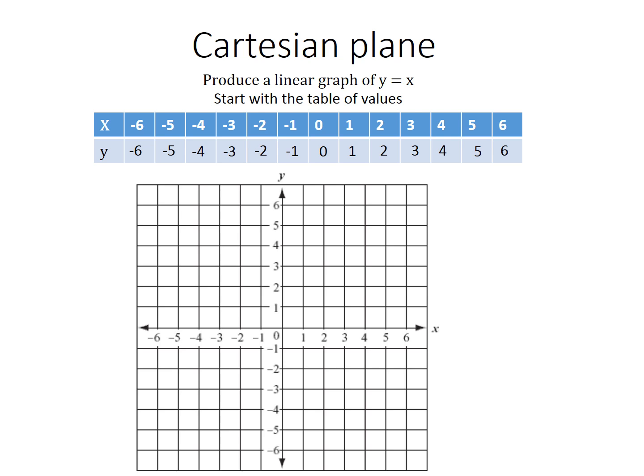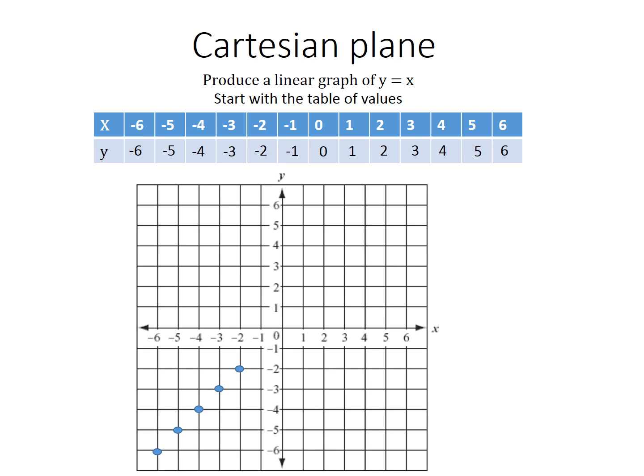So the first point we have here is -6, -6. And that is the one sitting there. X equals -6, y equals -6. The next one is x equals -5, y equals -5, and that sits there. -5 for x, -5 for y. -4 for x, -4 for y is the next point. -3 for x, -3 for y is the next point.